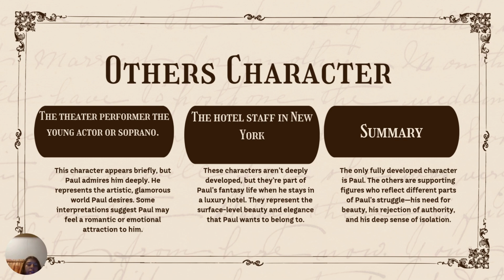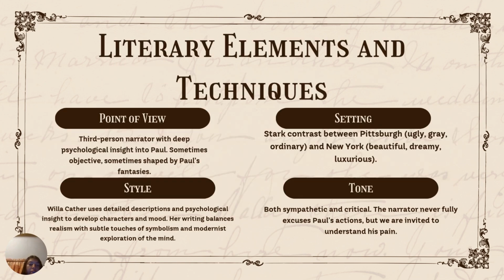Struggle: this need for beauty, his rejection of authority, and his deep sense of isolation. Literary elements and techniques. First, point of view. The story is narrated from a third person limited point of view, mostly focusing on Paul's thoughts and feelings. This perspective allows readers to understand his inner struggle and motivations while maintaining some distance from the outside world.